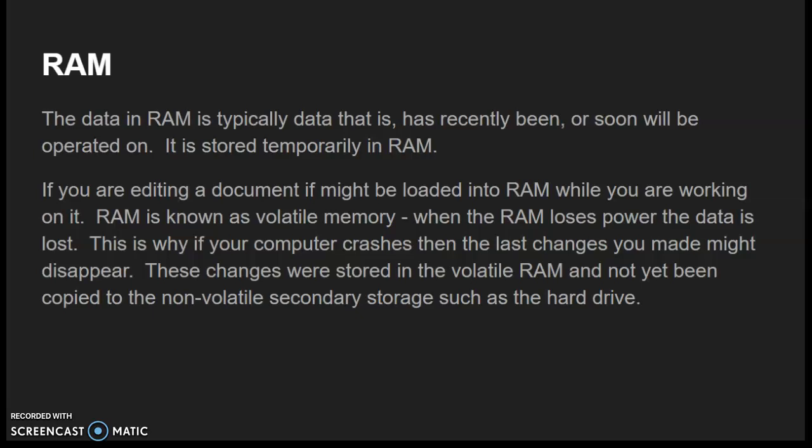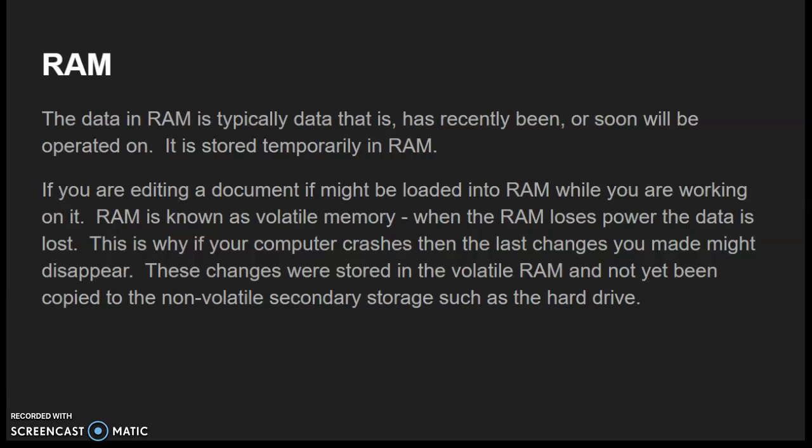Really important to remember. RAM is volatile. RAM is volatile. When you're working on it, if your computer switches off, the power goes off, you lose it. It is not permanent. It is volatile. It can be lost if the power is turned off. If you're editing a document, it might be loaded into RAM while you're working on it. RAM is known as volatile memory. When the RAM loses power, the data is lost. This is why if your computer crashes, then the last changes you made might disappear if you haven't saved them.